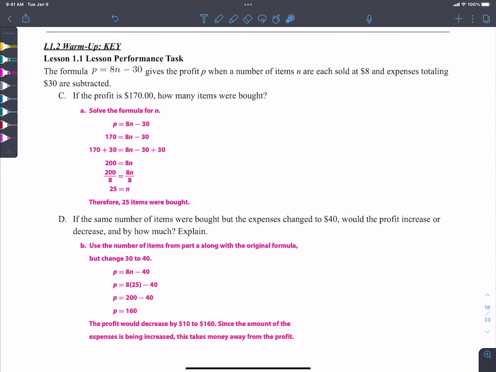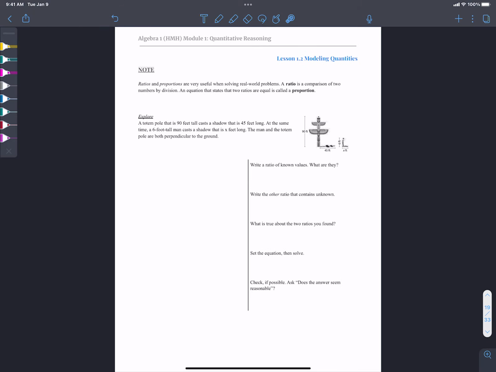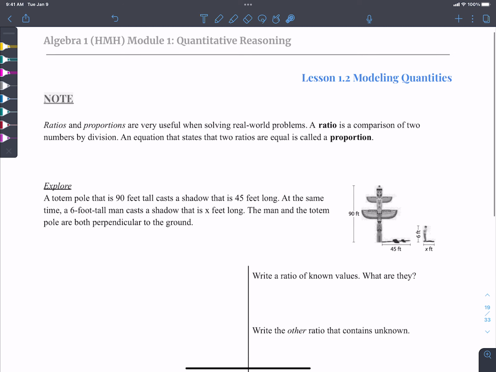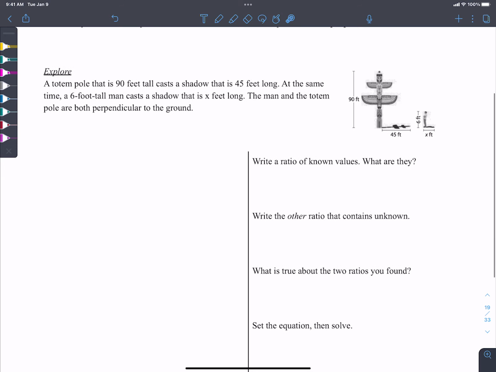Okay, guys. Now we have this question, and we will be learning today about ratios and proportions, which are very useful when solving real-life problems. A ratio is a comparison of two numbers by division, and we've seen a couple of examples of that in an earlier lesson. An equation that states that two ratios are equal is called a proportion. So we'll be utilizing that to solve this.